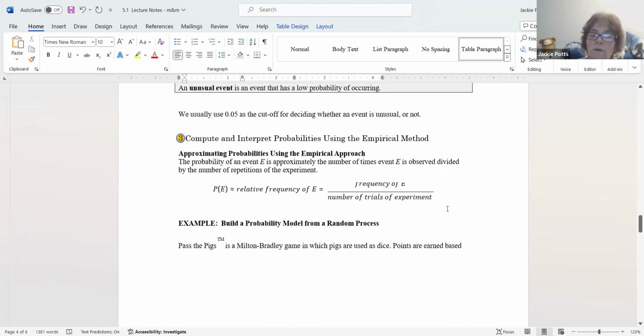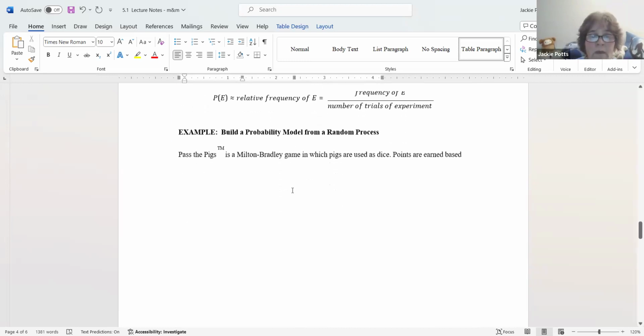Empirical is the frequency of the event, or in other words, how many times we got the success over how many times did we do it. That is what we did for the M&Ms. The M&Ms was an empirical approach.